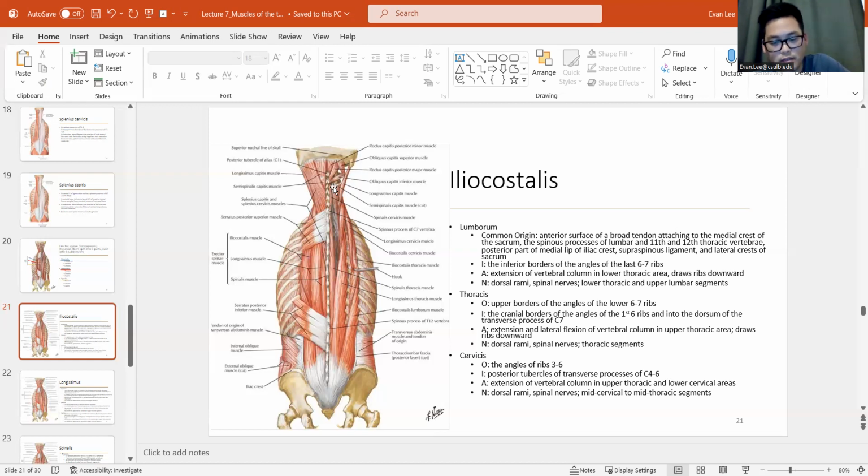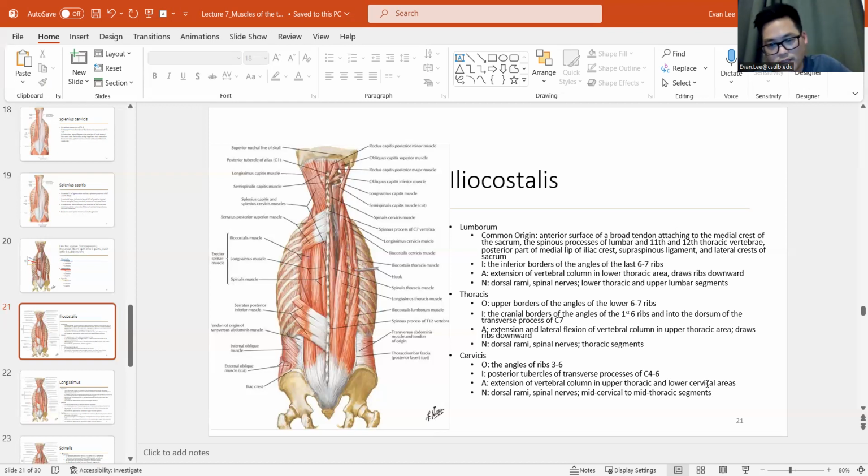Now, looking at their actions, these two will be very similar because they're connecting to similar things and are along the same kind of plane. These will help with extension and lateral flexion of the vertebral column. But when you get up to the cervical region, this is where you can actually affect a little bit of the neck. So this will help with extension of the vertebral column again, as well as the lower cervical region.